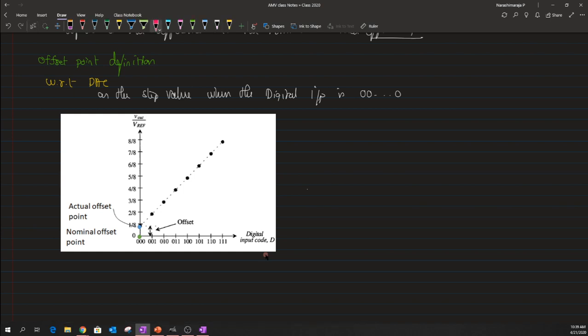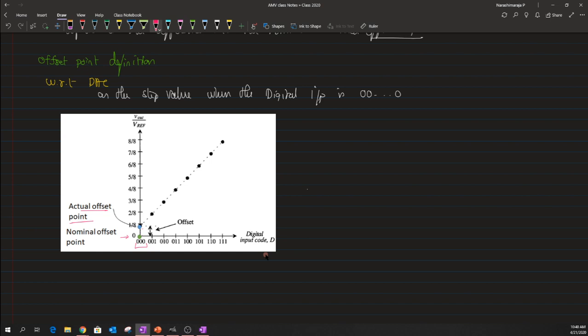Right now you can see that the offset point is something when I feed in data of 0 0 0 for a 3-bit DAC, one would end up having a particular value at the output. That has been marked here as the actual offset point. But we know that when we feed in a data input of 0 0 0, we should have an output value which is basically equal to 0. Rather, what we are getting, marked in blue, is the actual offset point, and the difference between these 2 points, the nominal point and the actual point, is called the offset error.